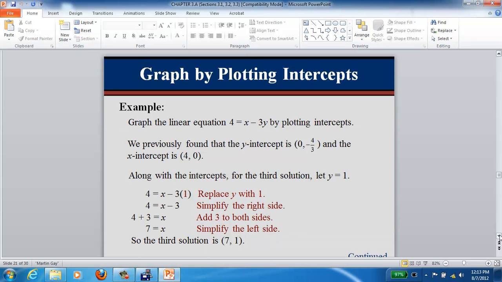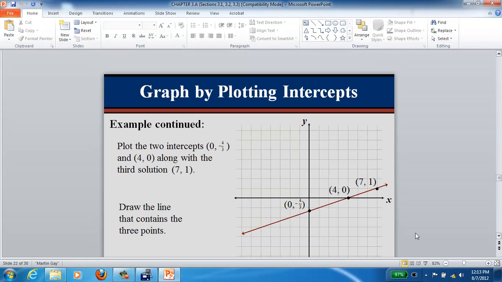Graphing the line, you get a third solution, which is (7, 1). Now plotting your three points, you have your x-intercept (4, 0), your y-intercept (0, -4/3), and your third point (7, 1), and you connect the dots, and there is your line.